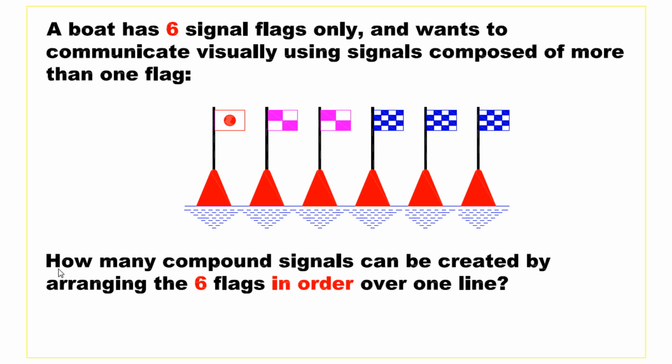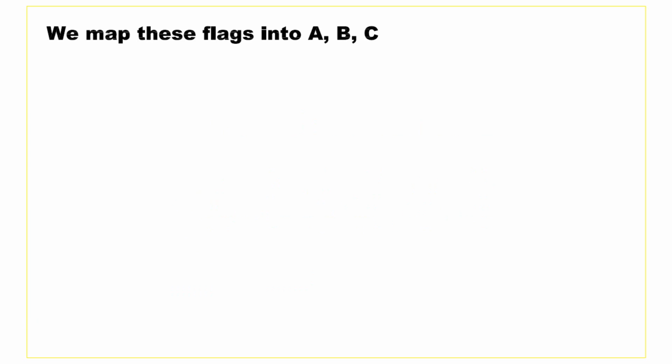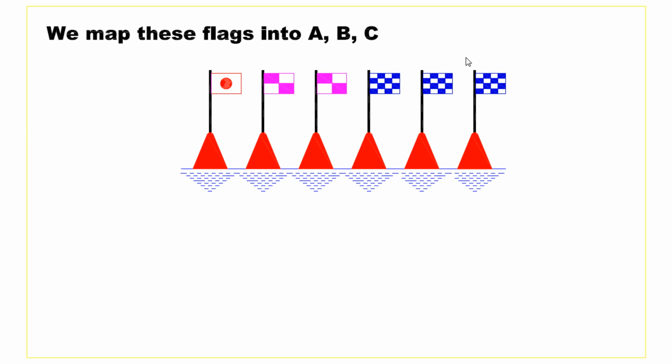So the question is, how many compound signals can be created by arranging the 6 flags in order over one line? So we have here 6 flags and we want to create compound signals using the same 6 flags but in different order. The first thing we do is that we map these flags into alphabetical letters such as A, B and C. So we have these 6 flags.